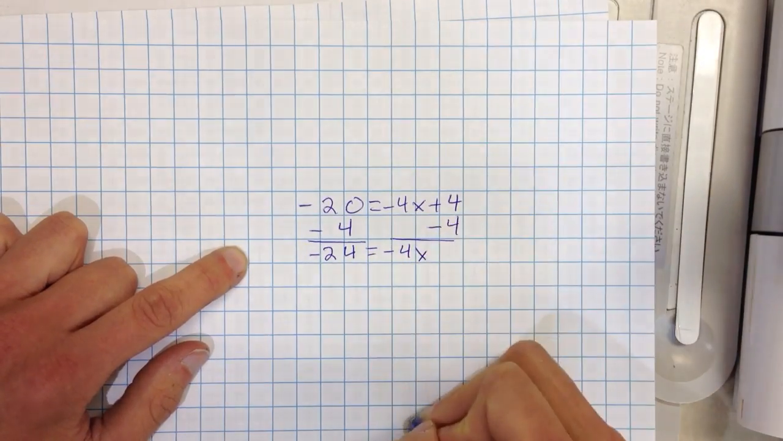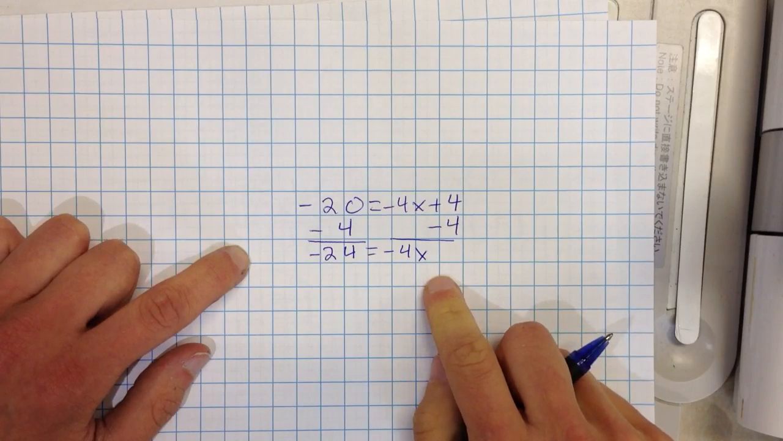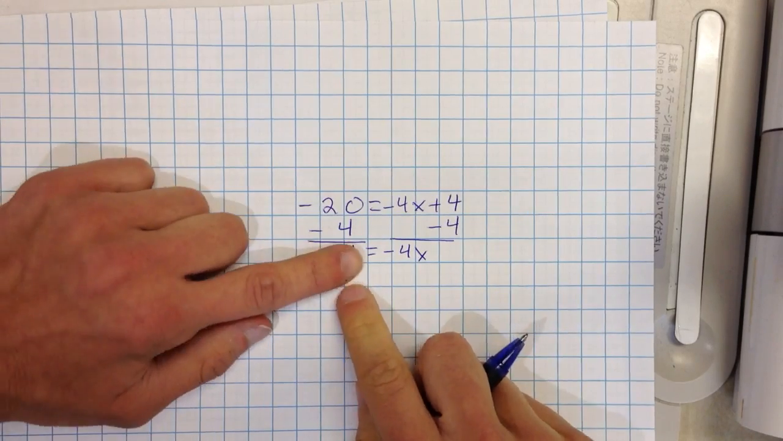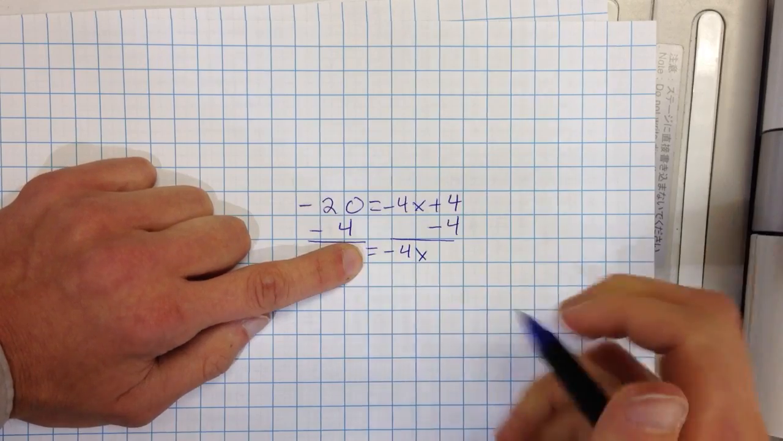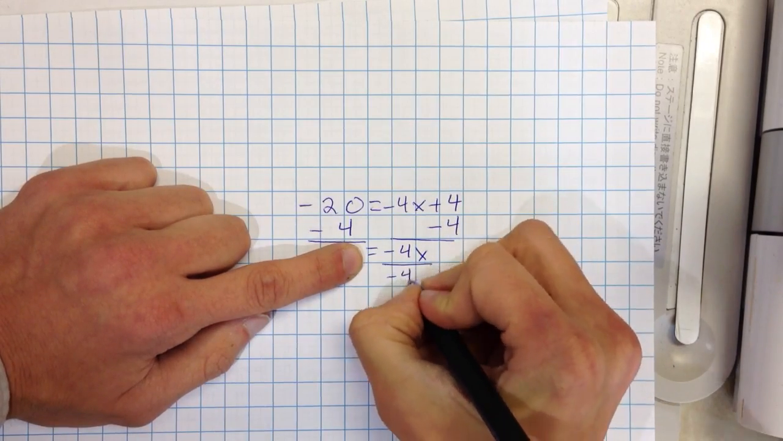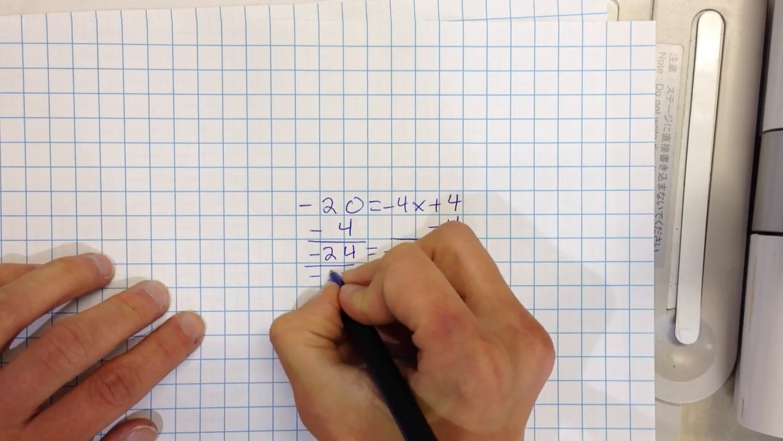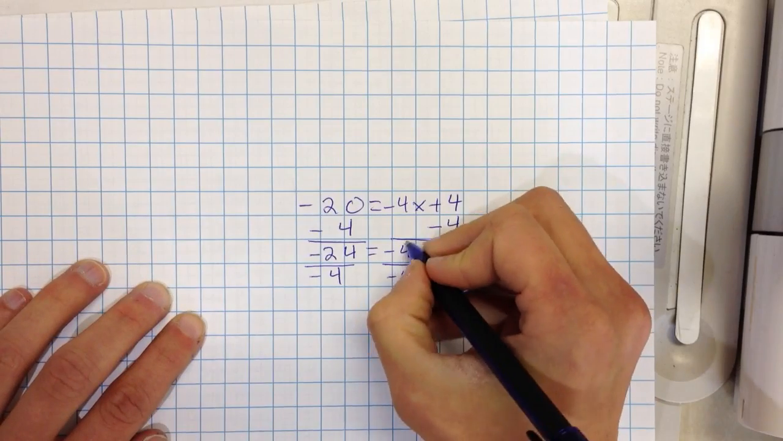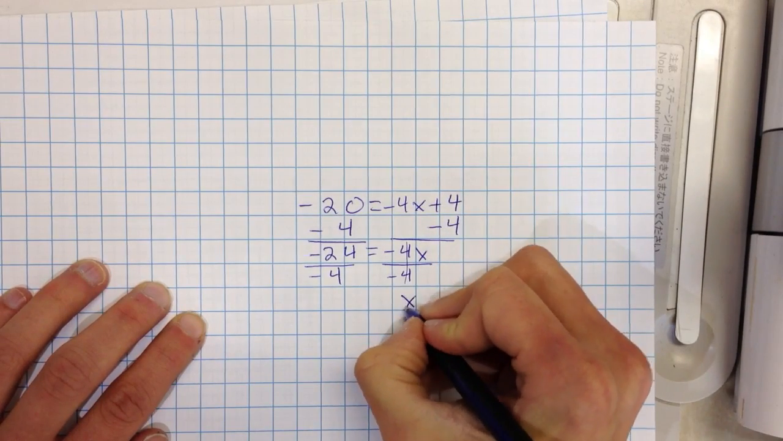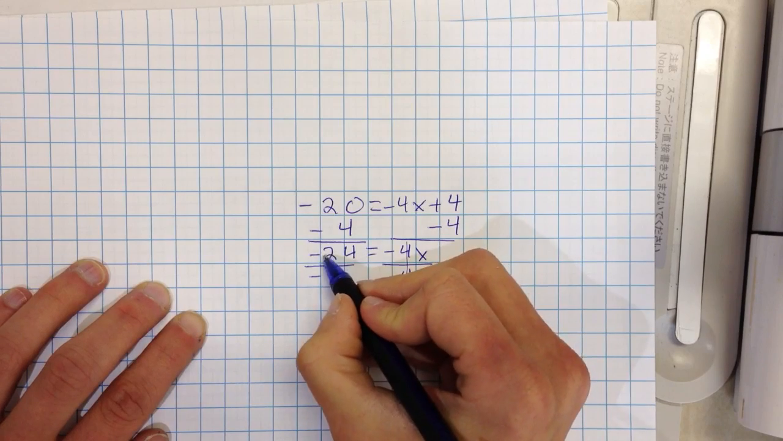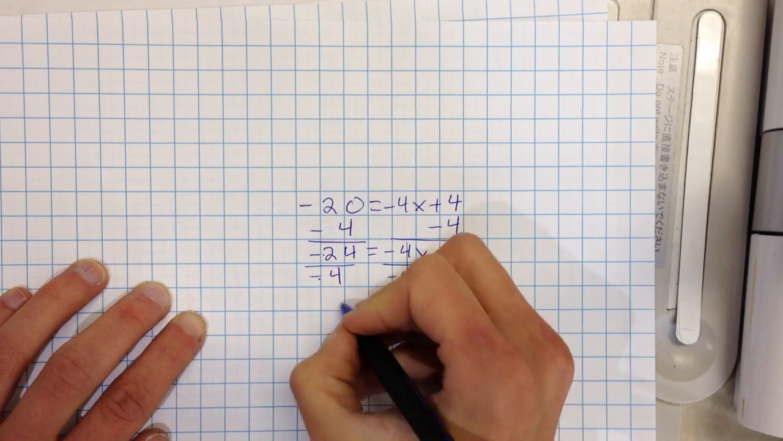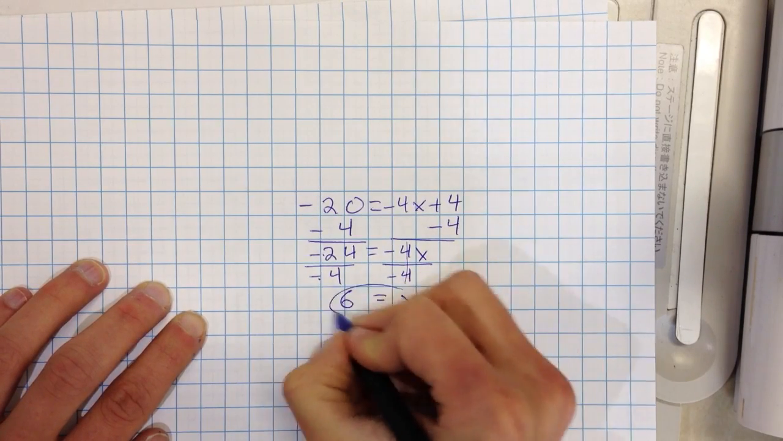So those will cancel each other out. Now we're back to the multiplication type problem. Look for the variable. What's happening to it? It's being multiplied by a negative 4. So I'm going to have to divide by negative 4 on both sides. These will cancel each other out. So I'll be left with x equals, and then I want to be careful here, dividing a negative by a negative, so that's going to give me a positive 6.